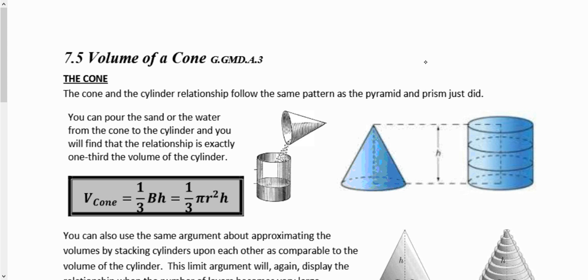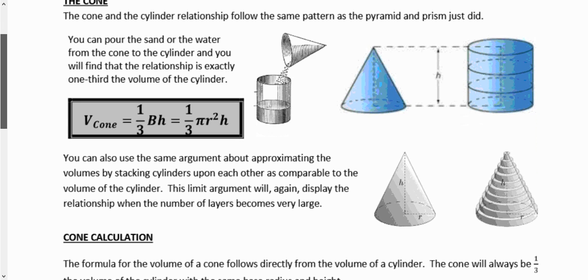Let me start over again. Volume of a cone would be 1/3 the volume of a cylinder with the same height, the same base area. Except, what is the base of a cone? What shape is it? It's a circle, right? So our capital B for the base area would just be what again? Pi r squared, just like with the cylinder, but it's 1/3 of the cylinder now, okay?